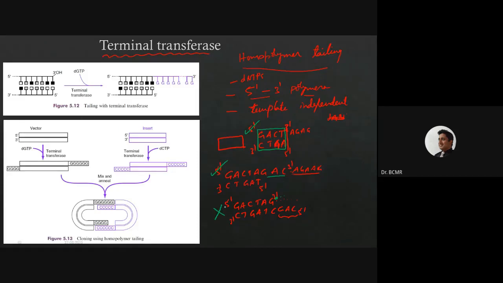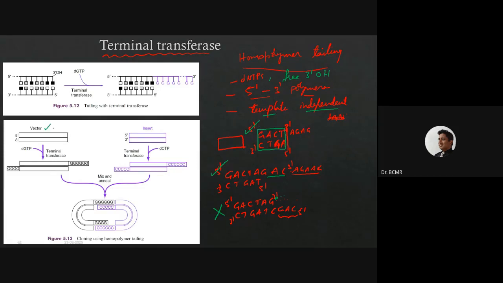So about terminal transferase, they add dNTPs. They add in the direction of 5 prime to 3 prime polymerization. They only add to the free 3 prime OH. So you have to write there should be a free 3 prime OH. And they are template independent. So we can use these terminal transferases to perform some actions for cloning purposes.